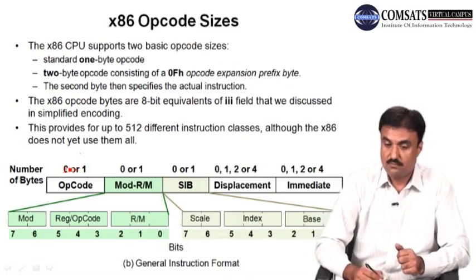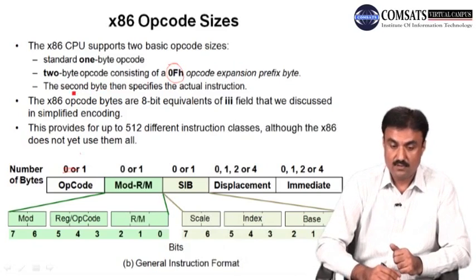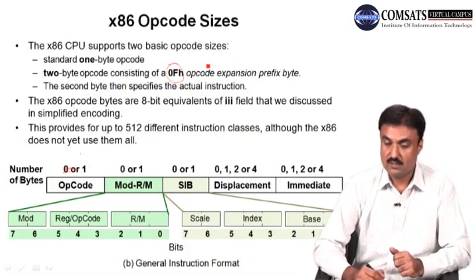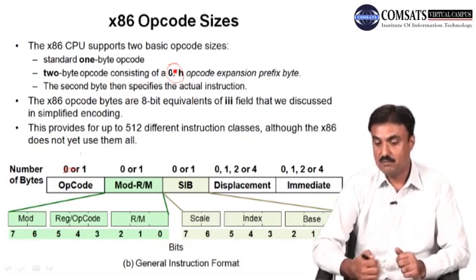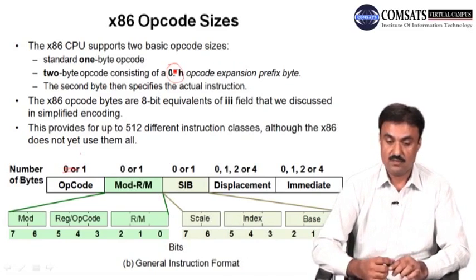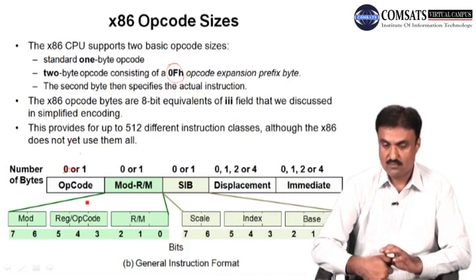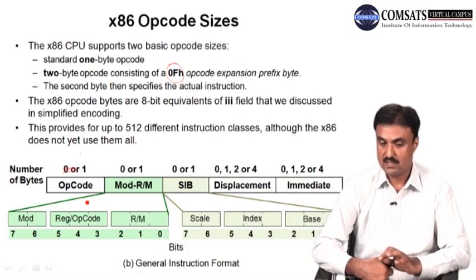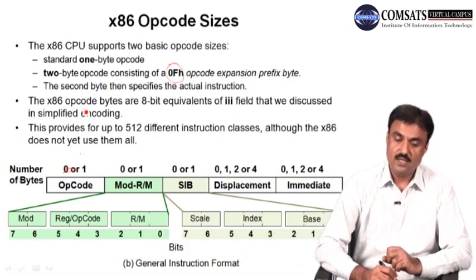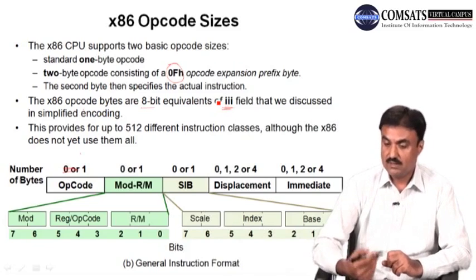A 2 byte opcode consists of, for example, the 0FH opcode expansion prefix byte. It can have a second byte that then specifies the actual instruction. So in case there are 2 bytes, the first byte will have the 0FH and the second byte will contain the expansion, the actual information. Here we will not go into multiple bytes. We will discuss very simply what is inside the 1 byte opcode. The x86 opcode bytes are 8-bit equivalents of the 3 byte field that we discussed.